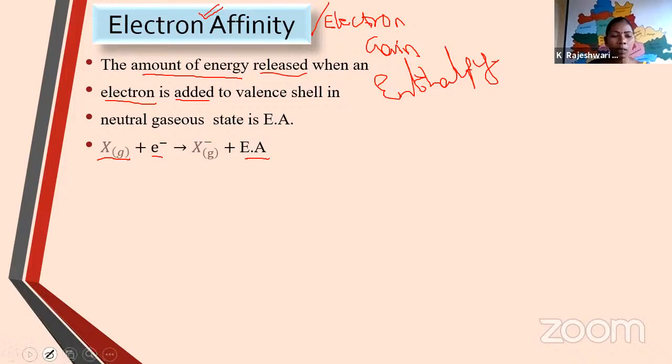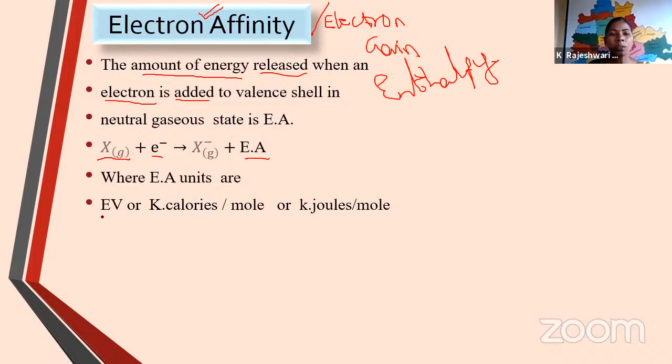Like ionization energy, electron affinity also has the same units. It is also measured in eV. What is eV? Already we discussed it in ionization energy: electron volts. It can also be measured in kilocalories per mole, or kilojoules per mole. These are the units of electron affinity.